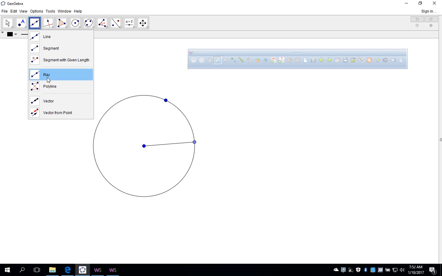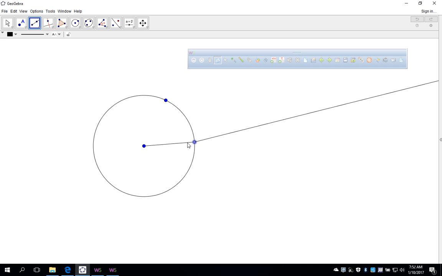Let's make a ray, okay? So take your ray tool, and when you make a ray, go from here through this point. You understand what I did there? Okay, and click, and now this ray, if it stops here, will be a diameter.